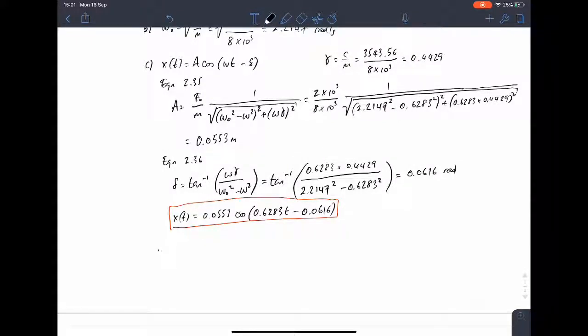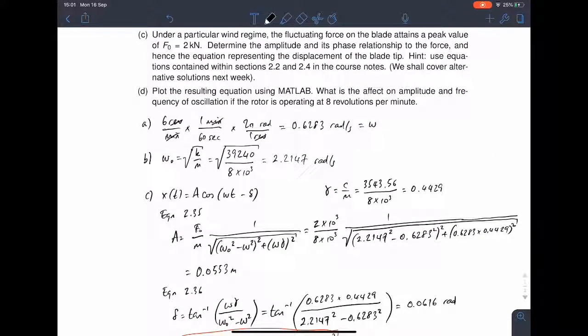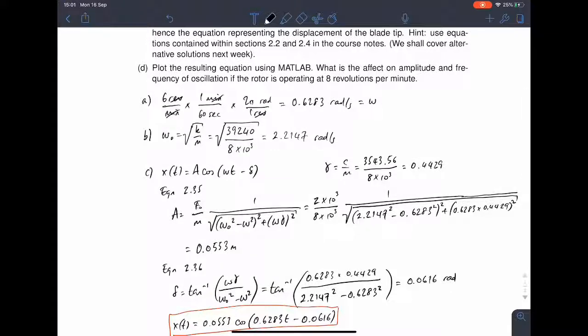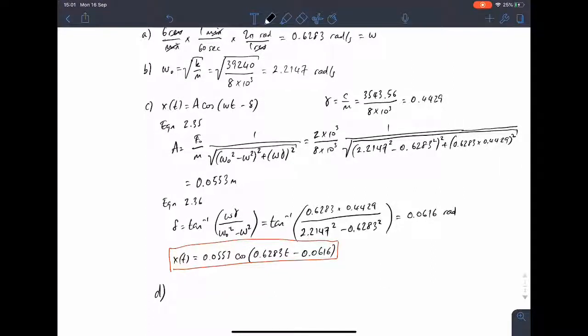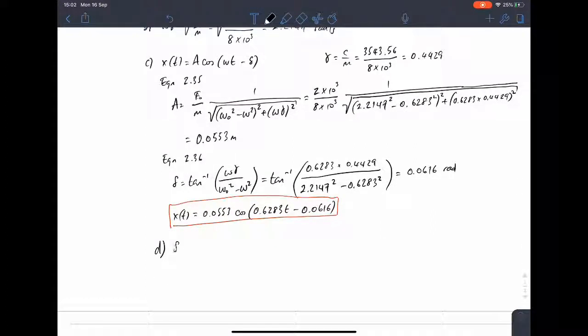For part D, it says plot the resulting equation using MATLAB. What is the effect on amplitude and frequency of oscillation if the rotor is operating at 8 revolutions per minute? Well, if the rotor is operating at 8 revolutions per minute, the value that's going to change is omega, and that will obviously have consequential impact on the amplitude and the phase. To see what that looks like, take a look at the MATLAB code T2.m.